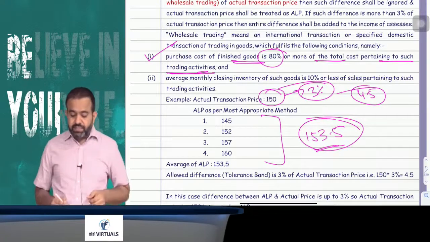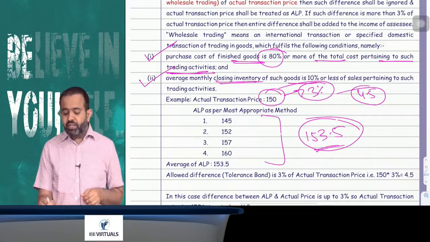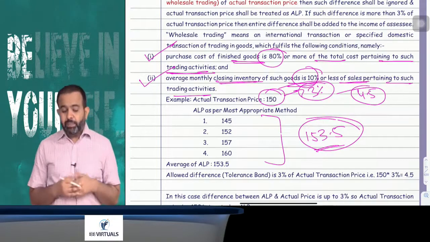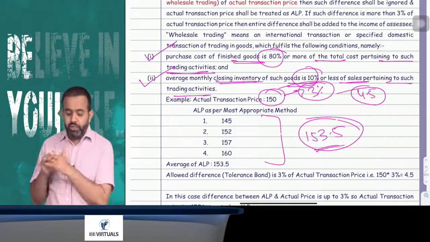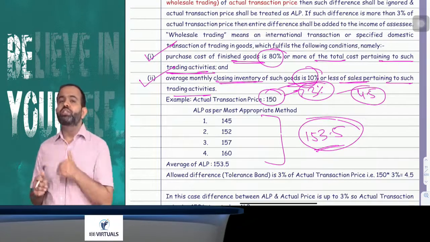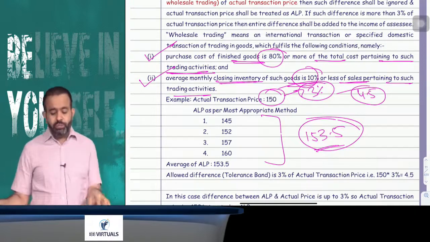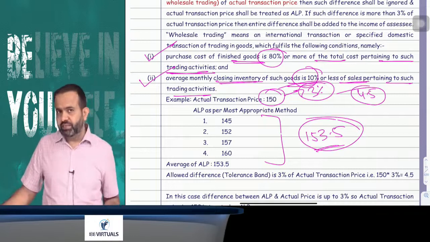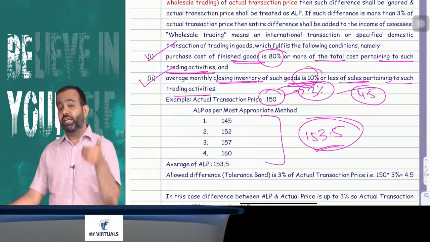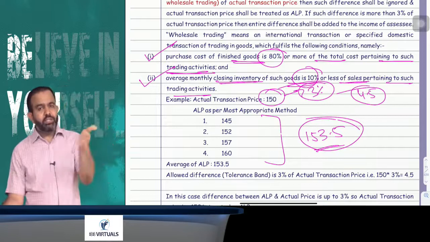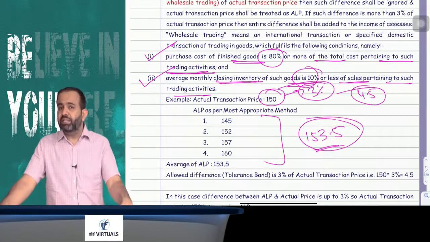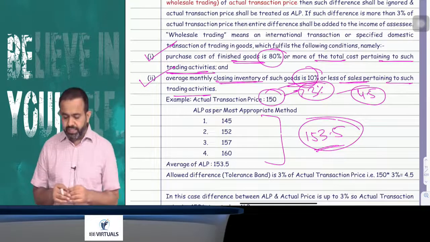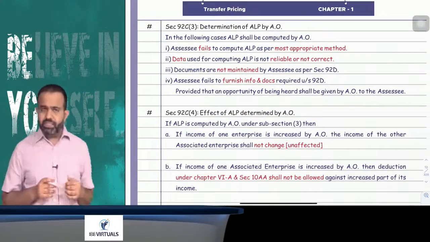And the second condition says that average monthly closing inventory of such goods is 10% or less of sales pertaining to such trading activity. Means out of the sales pertaining to such trading activity, your average closing stock at every month end should be 10% or less. Then you will be treated as wholesale trading, means you are engaged in the wholesale trading business. You got my point or not?